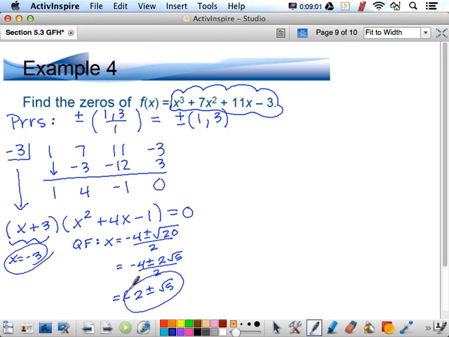And then when you type your answers into WebAssign, you will have to take these apart. So we'll type them in as negative 3, comma, negative 2 plus square root of 5, and negative 2 minus the square root of 5.